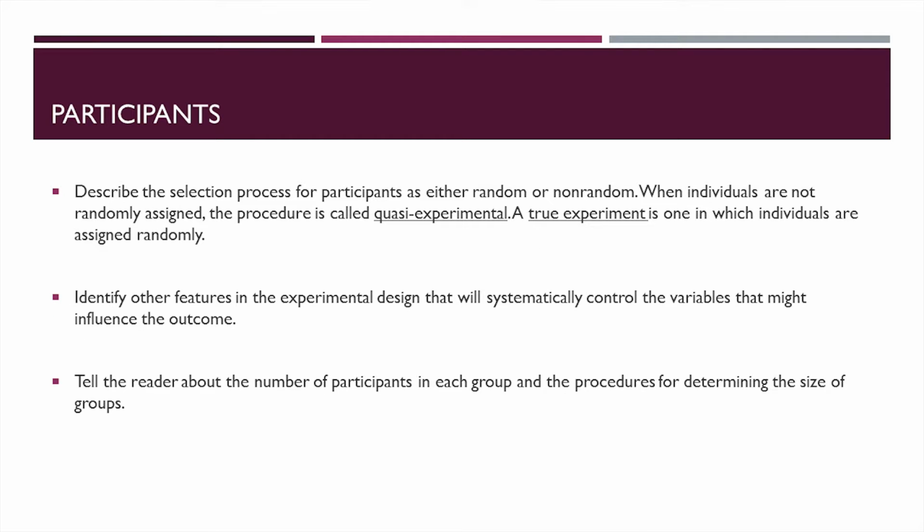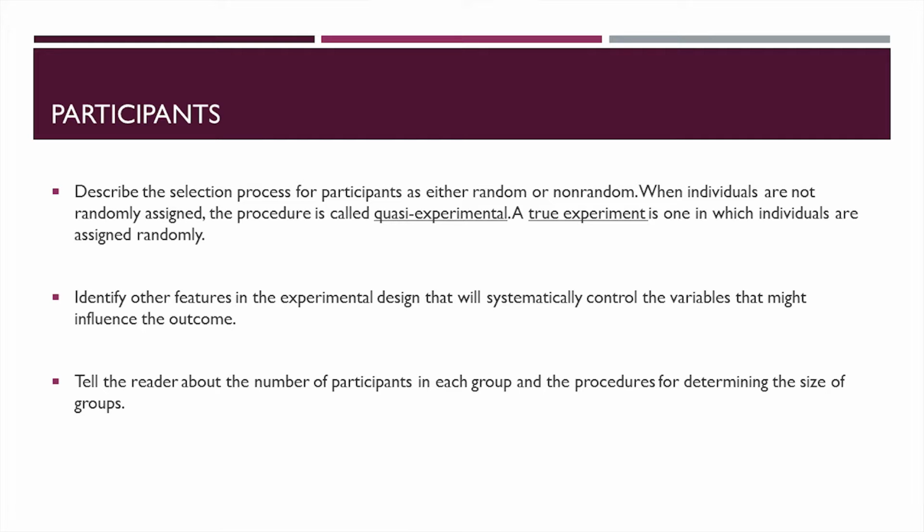If you choose to use an experimental design, in contrast to a survey design, it would follow basically the format of listing participants, materials, procedures, and measures. In the participant section for an experimental design, you would describe the process you use for selecting your participants. This would be random or non-random. If individuals are not randomly assigned, this is called quasi-experimental. A true experiment is one where individuals are randomly assigned, so that the researcher has no control over the actual sample. While these words sound big and complicated, they're all part of the research language that we have to learn to use.